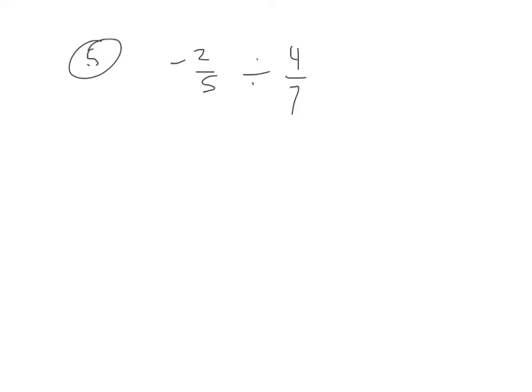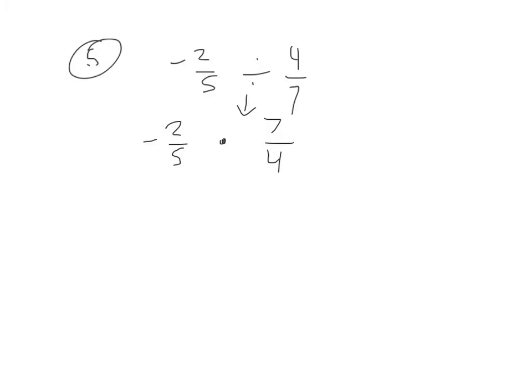So, got to keep the first one. Negative 2/5 is staying put. Changing that to multiplication, and then I flip. What's the reciprocal of 4/7? It's 7/4. So now, I should just go ahead and multiply, right? Well, I could, wouldn't be wrong, but can I cross cancel anything? I can. I have a 2 here and a 4 there. Those are across from each other.